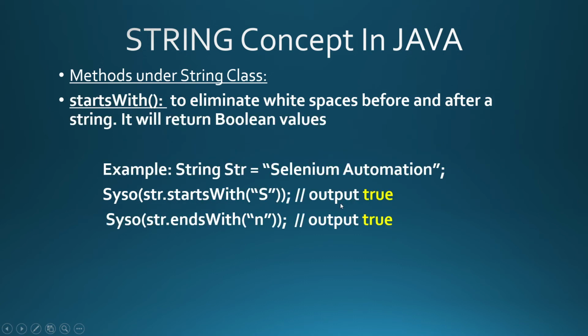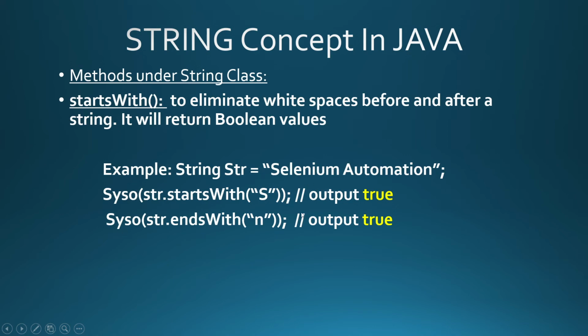The next method here is the startsWith method. What is the use of the startsWith method? It will return the value in the format of boolean type. For example, string str equals selenium automation. If I do System.out.println(str.startsWith("s")), it will give you the output as true, because this string is starting with s, right?